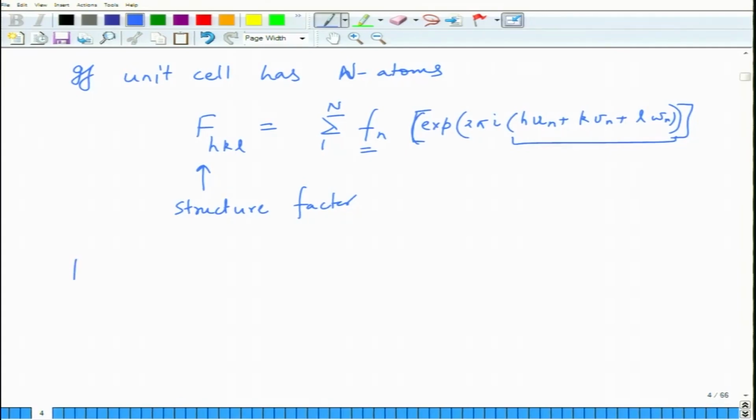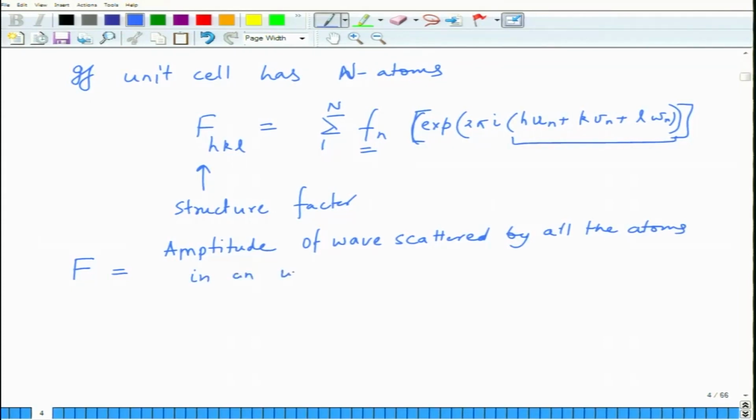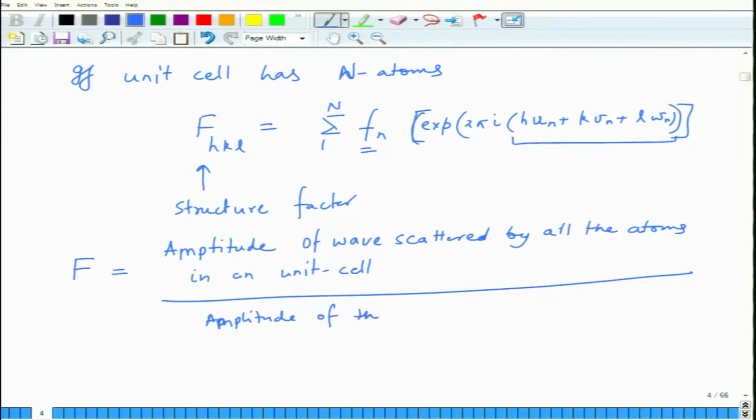So basically, I can define F, the physical definition, as the amplitude of the wave scattered by all the atoms in a unit cell divided by the amplitude of the wave scattered by one electron. So this is the physical definition. The structure factor is the amplitude of the wave scattered by all the atoms in a unit cell divided by the amplitude of the wave scattered by a single electron.